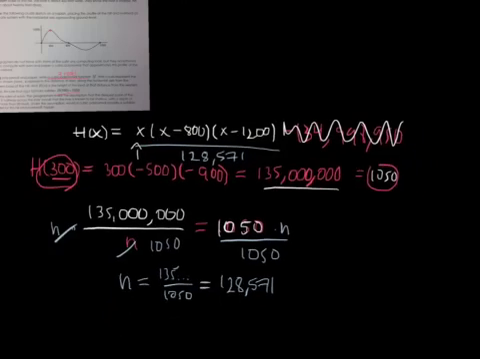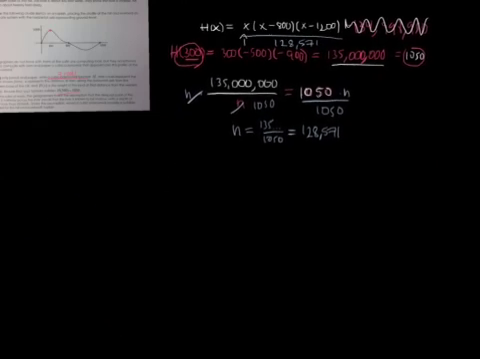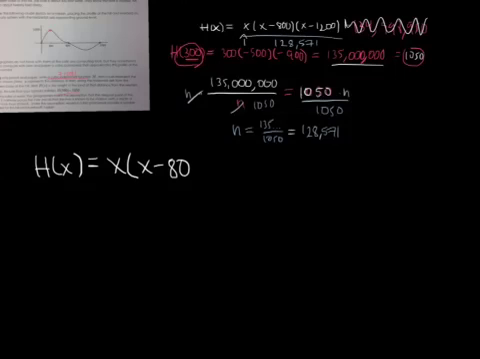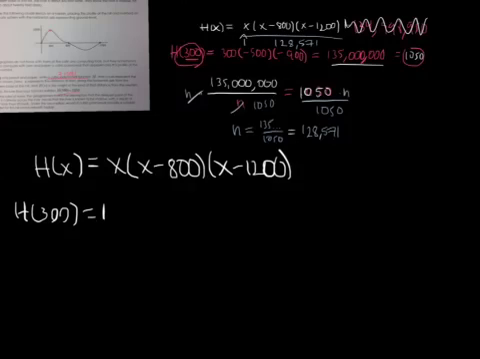But I want us to also think about it in another way, and I think this way is the most helpful and applicable in all situations. So if I have my function h of x, I'm just going to rewrite it here, x times x minus 800 times x minus 1,200. And I know that when I plug in 300, so h of 300 is equal to 135 million.